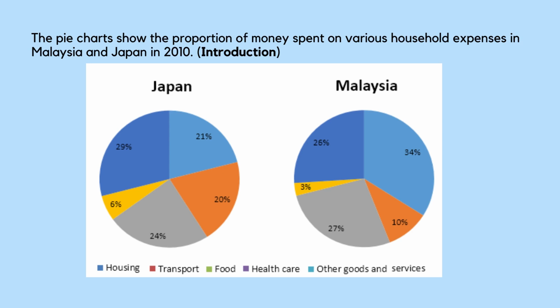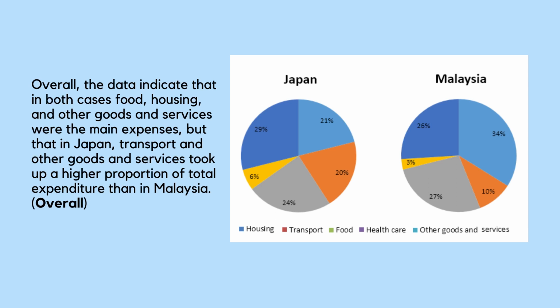Starting with the introduction, the pie charts show the proportion of money spent on various household expenses in Malaysia and Japan in 2010. Here you can see that instead of writing percentage, I have written proportion, which is totally fine. Now let us write the overall. Make sure that you are starting the overall by writing the overall linker.